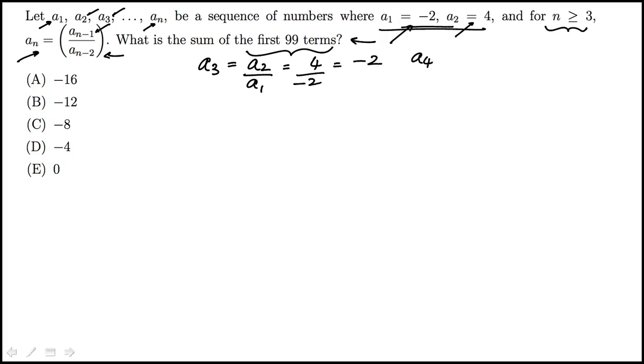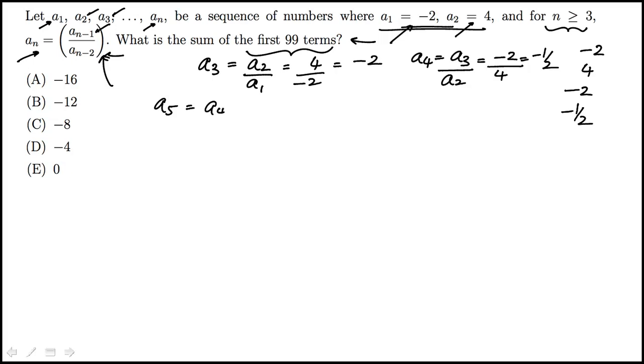Now A4, using the same rule, if I replace n with 4, would be A3 over A2. A3 we just found was -2, and A2 is 4, so that's -1/2. So I'm actually going to write the terms here in the corner, so we know when we start to see a pattern. So -2, 4, -2, -1/2. So we have to keep doing it until we see some kind of a pattern. A5 is equal to A4 over A3. A4 is -1/2, and A3 is -2, so this is 1/4, because the negatives cancel.